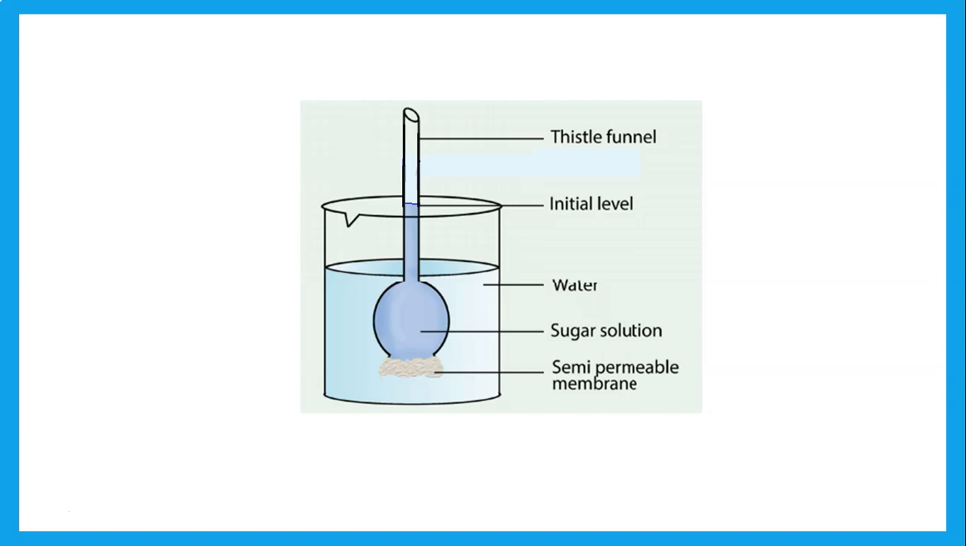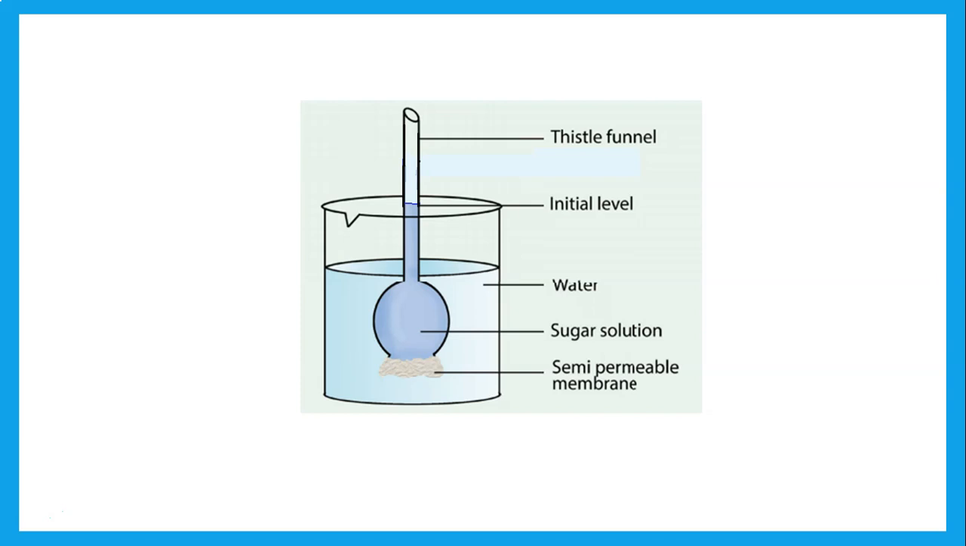If I have a thistle funnel, and you should know that this is a thistle funnel that is inverted. At the bottom, we closed it with a semi-permeable membrane. Now this semi-permeable membrane is a sort of cellophane bag or a sort of whisking tubing. These are examples of things that are semi-permeable. And I put inside the thistle funnel a sugar solution. Outside I have water. So outside I have higher water potential. Inside I have a sugar solution, and that is a lower water potential.